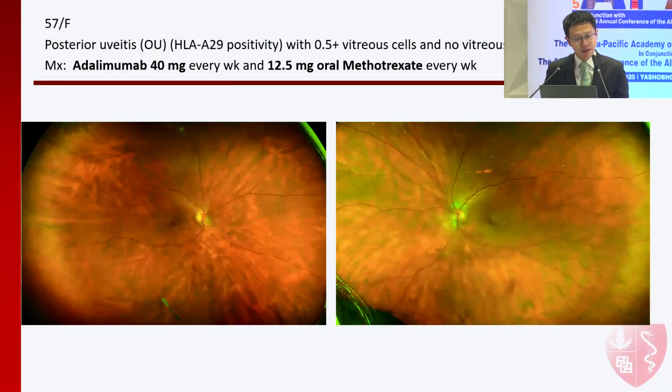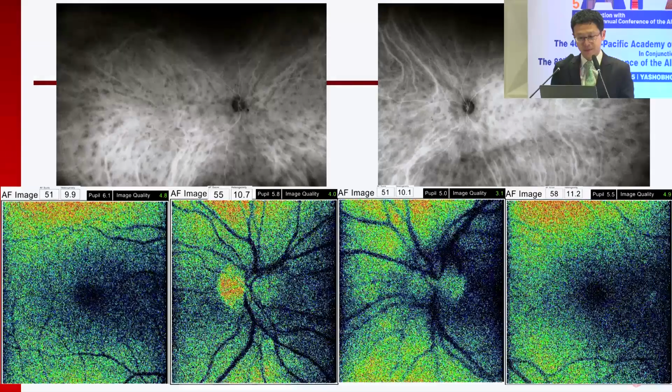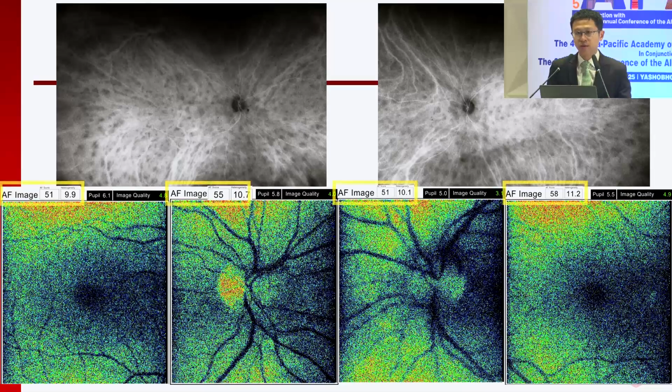With the help of my colleague, Dr. Rajabi, let's take a look at three examples. This is a 57-year-old female with posterior uveitis, positive A29, and the management now is adalimumab 40 mg every week and methotrexate. On the ICGA, we could see typical findings of birdshot chorioretinopathy. Let's take a look at the FPF score. There are elevations of the FPF score not only in the macula, but also in the optic nerve.